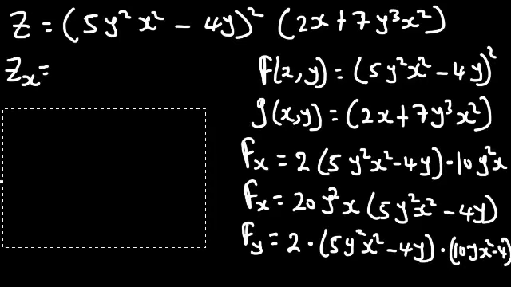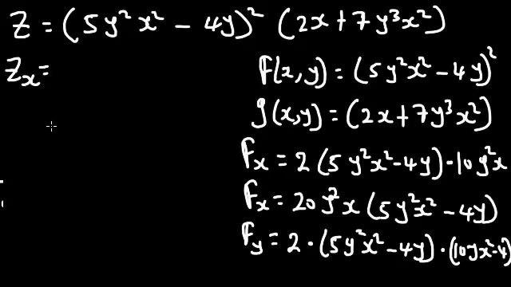So what will be our g of x comma y? If our g of x comma y is equal to this, what will be g sub x?